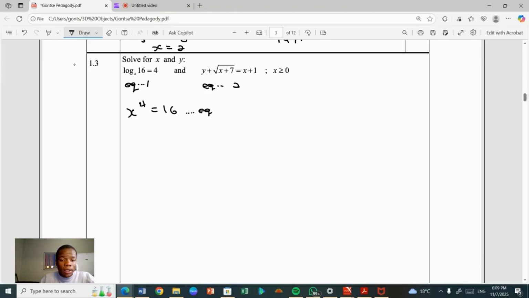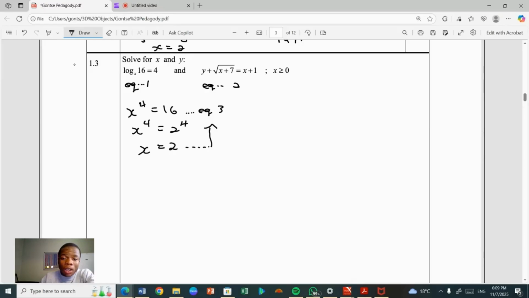Equation 3. But we have to solve for x. Here we have x to the power of 4 is equal to 2 to the power of 4, right? So same exponent, you equate the base. So x is equal to 2. So this is our equation 3, right?